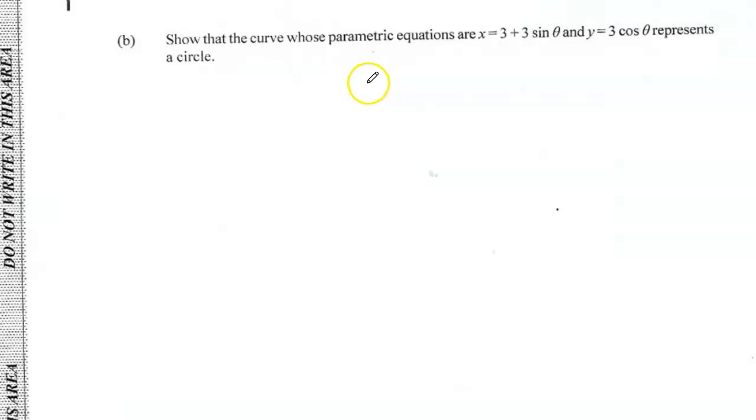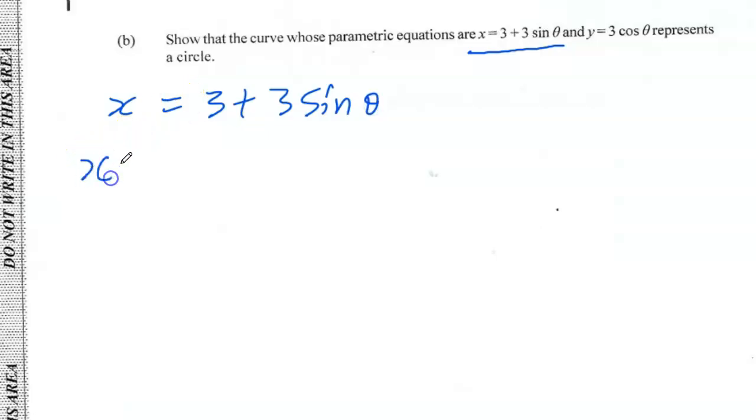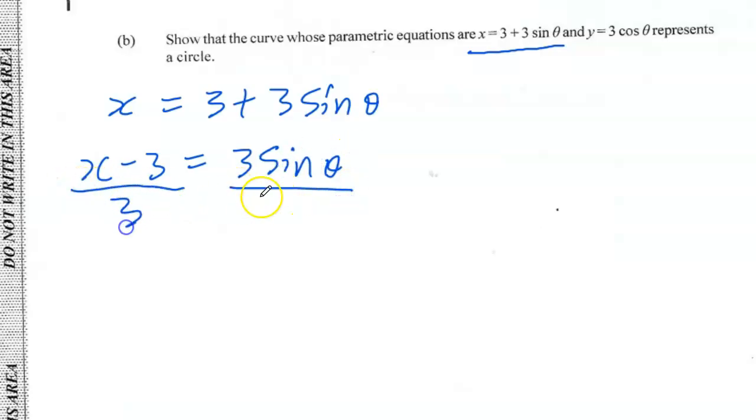Show that the curve whose parametric equations are x equals 3 plus 3 sine theta and y equals 3 cos theta represents a circle. Now, for this equation, let's transpose for sine theta. If we have x equal to 3 plus 3 sine theta, we can subtract 3 from both sides, so we end up with x minus 3 equal to 3 sine theta. Divide both sides by 3. So we're left with sine theta is equal to (x minus 3) over 3.